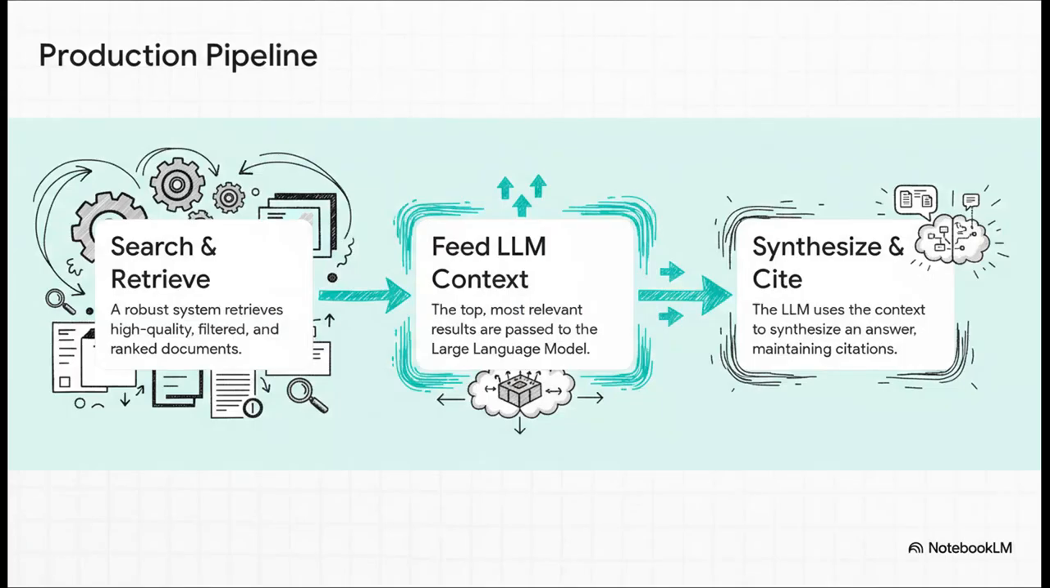So this is what the full production-ready pipeline actually looks like. First, our robust search platform does its job. It retrieves high-quality, filtered, ranked documents. Only then are the top, most relevant results passed over to the LLM. And finally, the LLM does what it's amazing at. It synthesizes, it explains, it answers based on that rich, relevant context it was just handed, all while holding on to the original sources for citation.